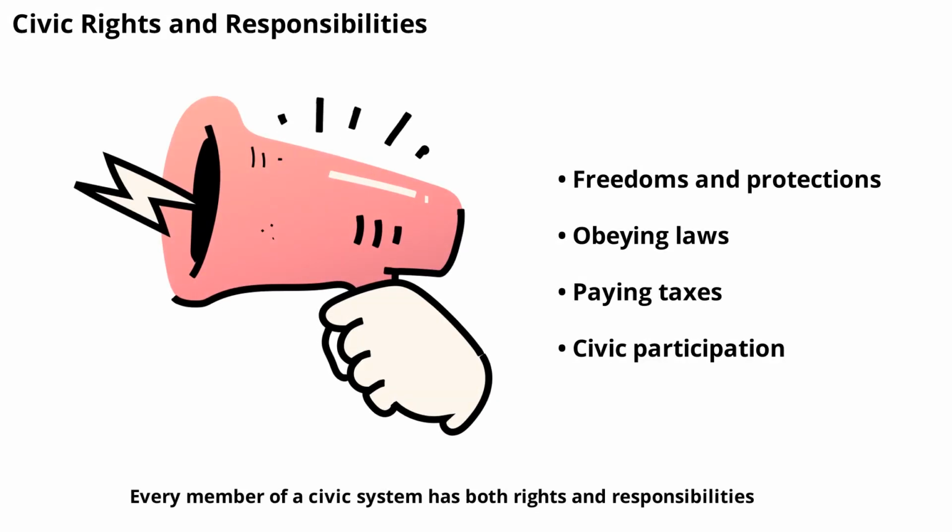Every member of a civic system has both rights and responsibilities. Rights include freedoms like speech, assembly, and due process, which are protected by law. Responsibilities involve obeying laws, paying taxes, serving on juries, and participating in civic life. By balancing rights and responsibilities, civic systems create fair and just societies where everyone has a stake in the community's success. Understanding your rights and fulfilling your responsibilities is essential for maintaining a healthy civic system.